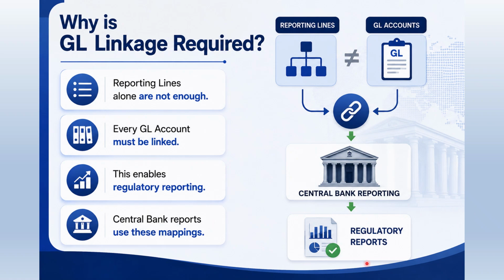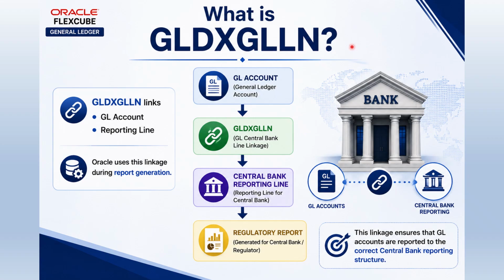What is GLDXGLLN? GLDXGLLN is the function used to maintain the linkage between a GL account and a central bank reporting line. The flow is simple. GL account flows through the GLDXGLLN linkage, connects to the appropriate central bank reporting line, and is then used as part of the regulatory reporting process.